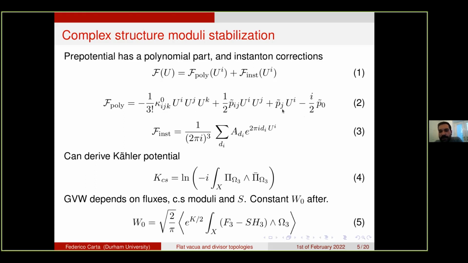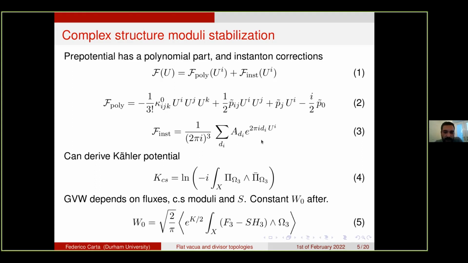These other coefficients also depend on topological properties of the compactification space. I will not enter into details on those. The instanton part will depend exponentially on the complex structure, and the coefficients will be related to some topological invariants of the mirror manifold known as the Gopakumar-Vafa invariants.